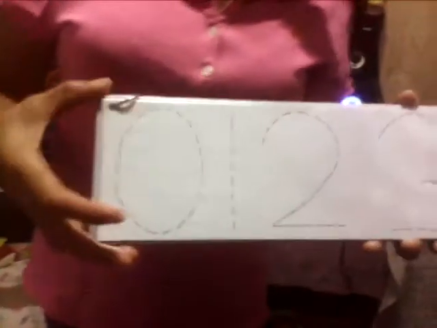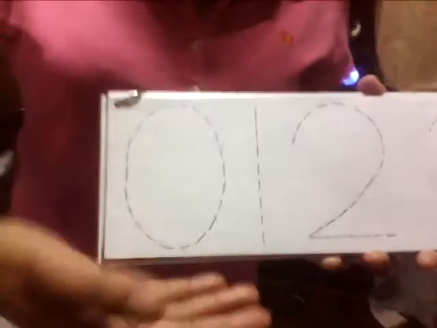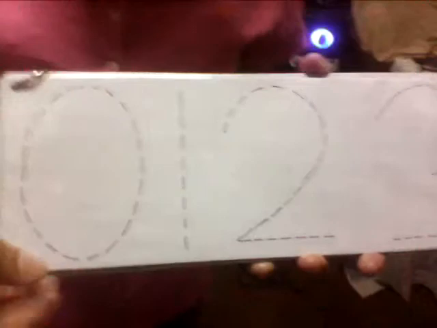Next one we have here the tracing pad. Tracing number pad. It shows the number which it is by trace. So the children have to trace, for example, the number 0. The children have to trace the 0.